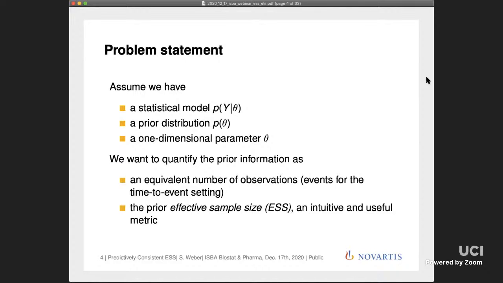And now, given this problem, we want to quantify the prior information in terms of an equivalent number of observations of our data, or in a time-to-event setting, this would be equivalent to the number of events our prior is equivalent to. This is also known as the prior effective sample size, and we think it's an intuitive and useful metric to represent the informativeness of our priors.